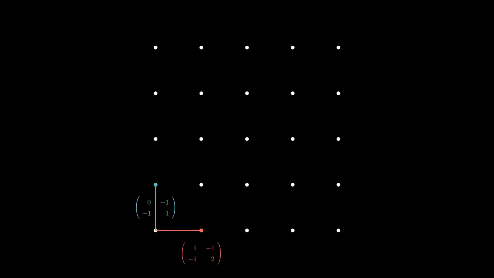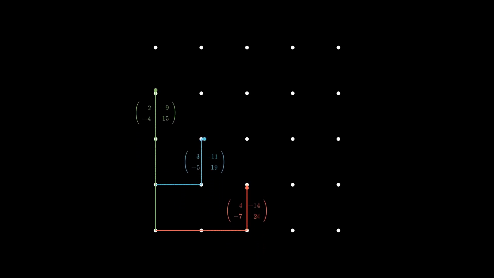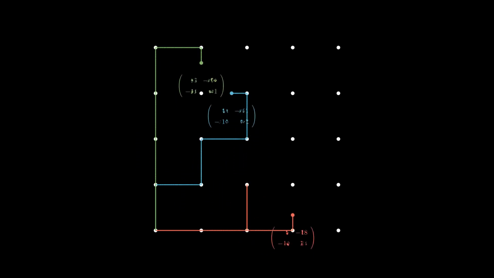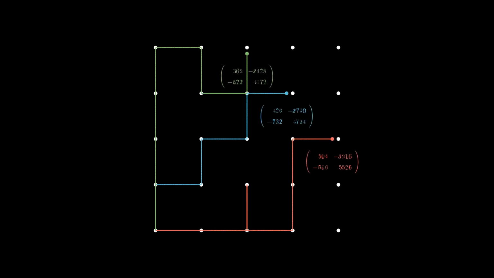Here is another way to visualize it. No matter which path we take from the origin to a point, we get the same matrix. We call this matrix the matrix potential of point x and y.